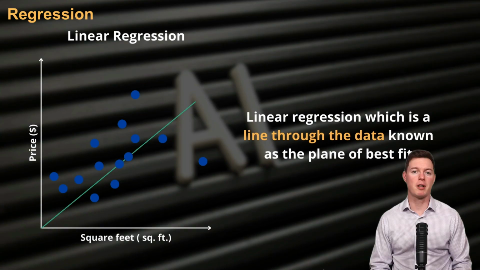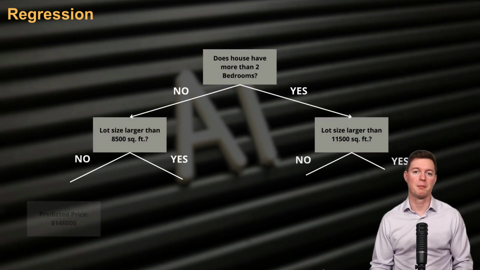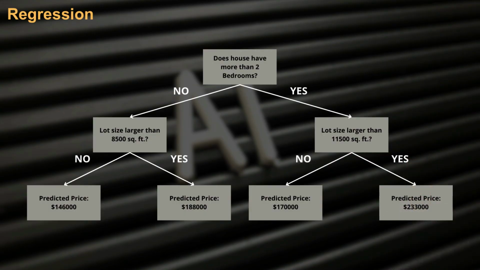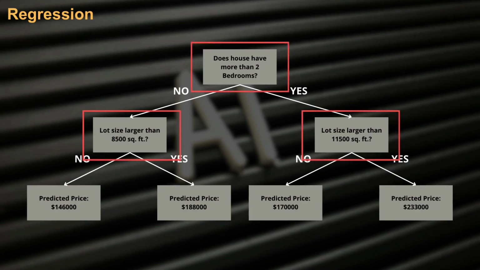The other popular regression model is the decision tree, which looks something like this. Each square is called a node and represents a variable. The more you have in general, the more accurate the model will be. See how each is a decision with a yes or no that moves it to the next question.